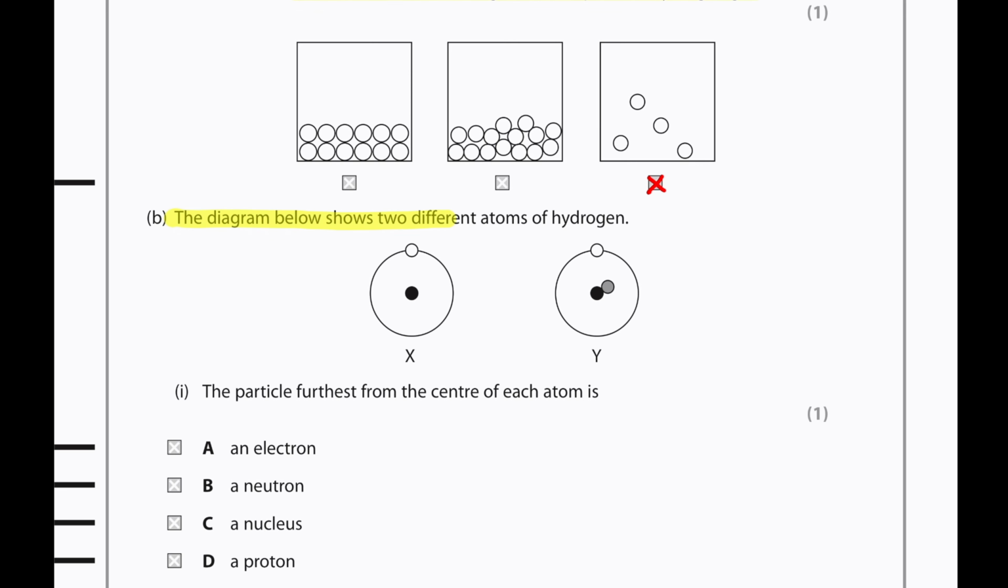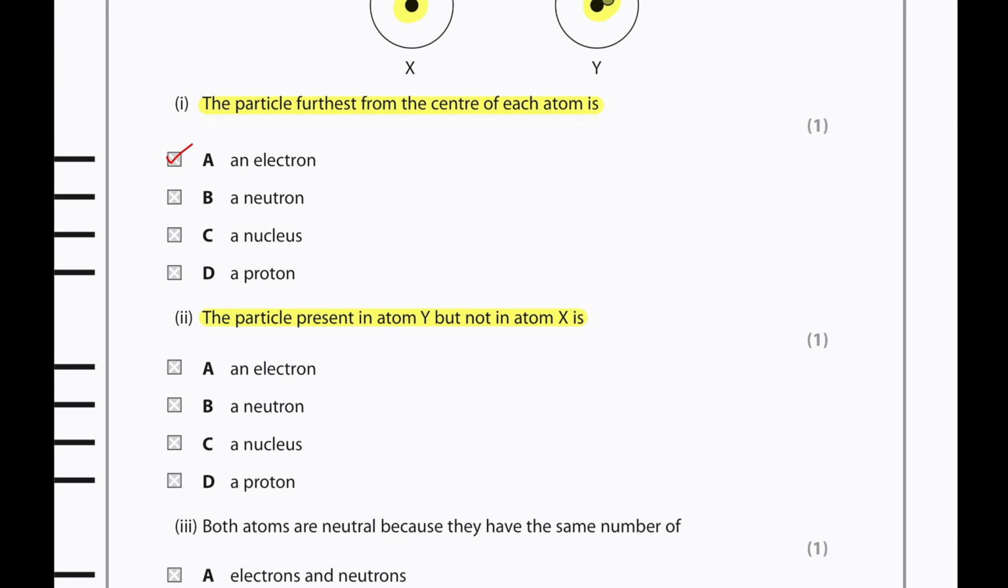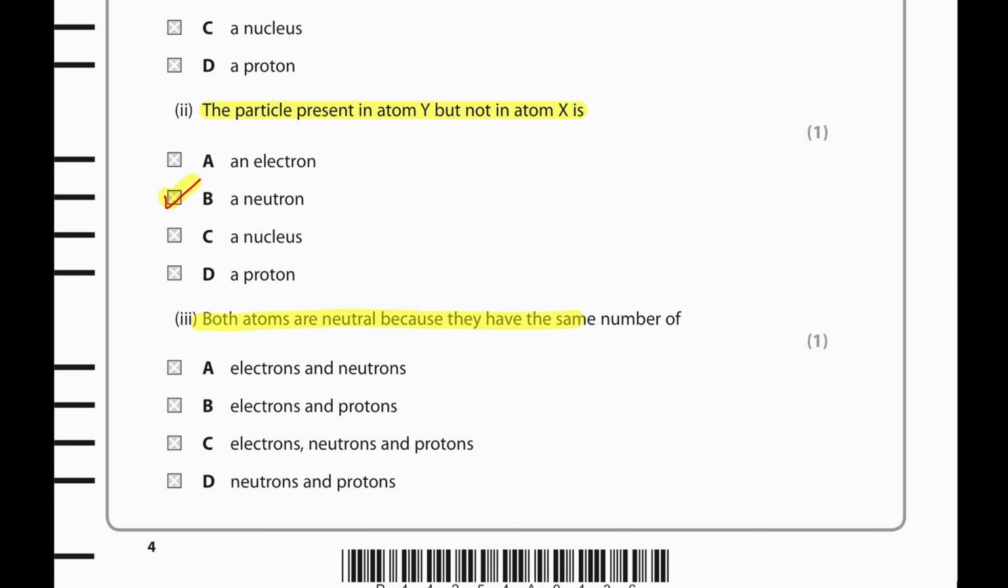The diagram below shows two different atoms of hydrogen. We can see one of the hydrogen atoms has only a proton, the other one has a proton and a neutron. So Y is an isotope. The particle furthest from the center of each atom is the electron. The particle present in atom Y but not in atom X: we can see that in atom Y there is a neutron and atom X doesn't have it. Both atoms are neutral because they have the same number of protons and electrons.